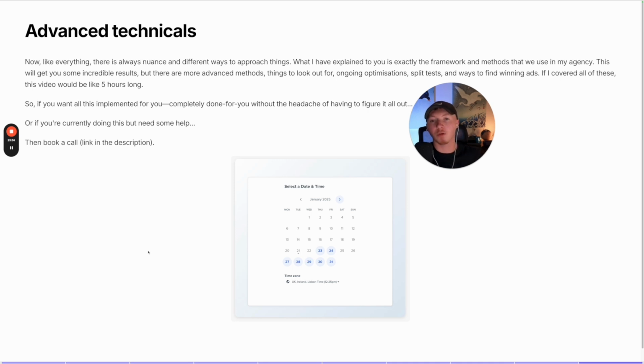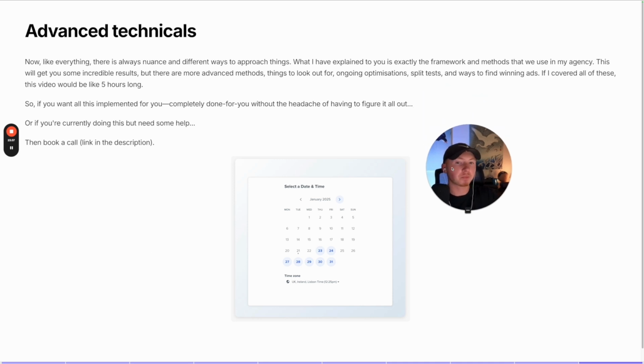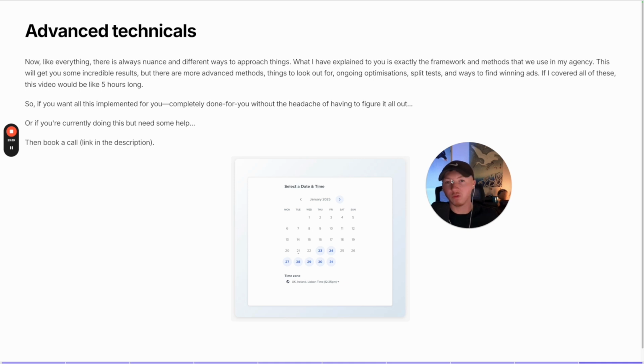Now, this moves us on to the advanced technicals. Like anything and everything, there's always nuance. There's different ways to approach things. What I've explained to you is the exact framework and method that we use in my agency. This will get you incredible results. It's got our clients incredible results. But there are more advanced methods to this. There's things for you to look out for. There's ongoing optimizations. There's split tests within the ads, the landing pages, the ways to find more winning ads from your performing ads, and how and when to cut off low performing ads. All of this, if I covered it in this video, it'd be like 5 hours long. And to be honest, I don't want to make a 5-hour long video.